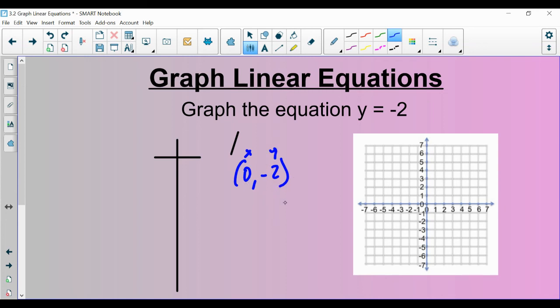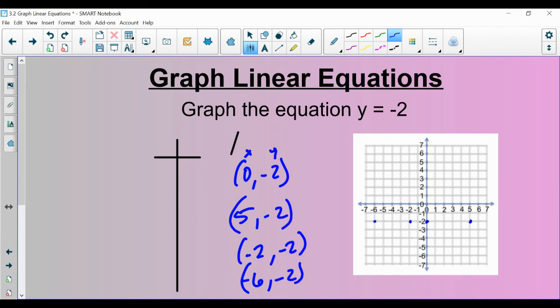What's another point where the y value is negative 2? You guys should be able to think of an infinite amount of them. 5, negative 2. Negative 2, negative 2. Negative 6, negative 2. All of these would work for this equation. We don't know anything about the x value, but we do know that the y value is negative 2. Let's plot them and see what they look like. 0, negative 2 is right here. 5, negative 2. Negative 2, negative 2. Negative 6, negative 2. This is forming a line. This is the line where the y value is always negative 2. The y value is negative 2 literally everywhere along this line. The x value is changing, but the y value is negative 2.